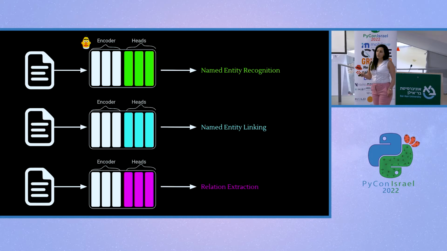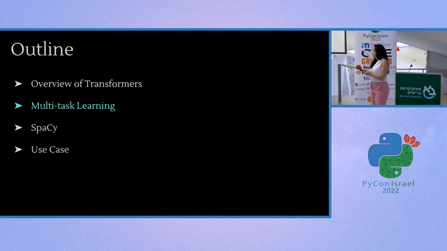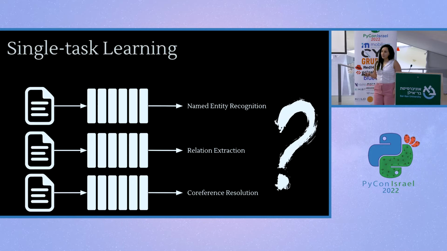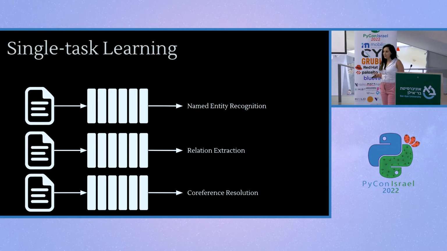The idea that we want to talk about next is how can we unify those models into a single model. This is multitask learning. Again, in the single task scenario, we have here a model for each task. And the question is, do we really need to train three separate models? Because these tasks are different, but they're related in a sense that all of them revolve around some understanding of the entities in the text. So maybe we can share some information between the models.